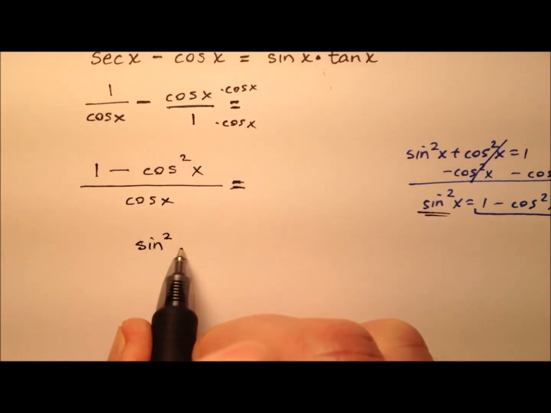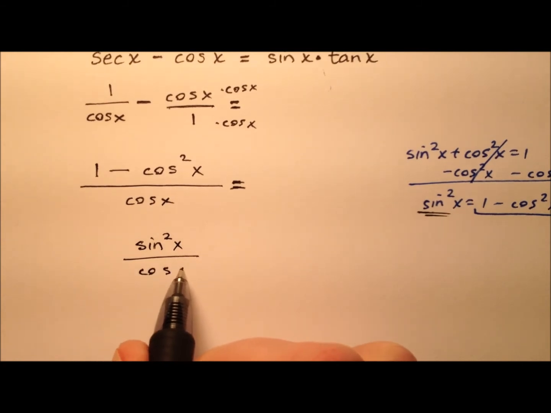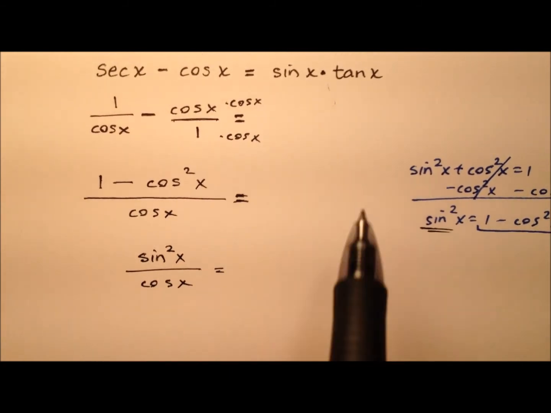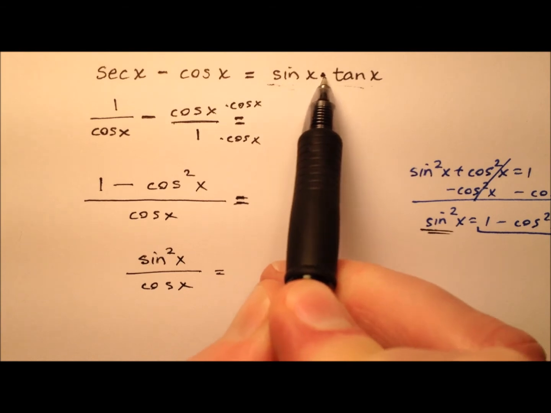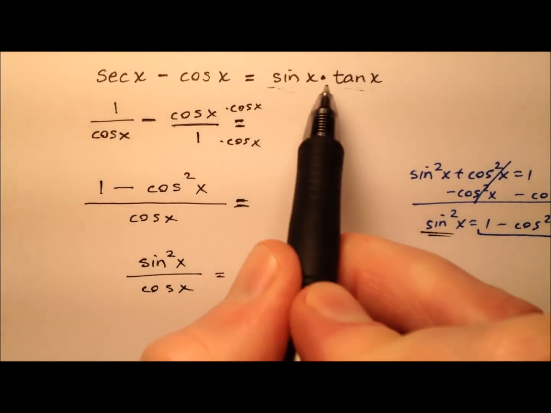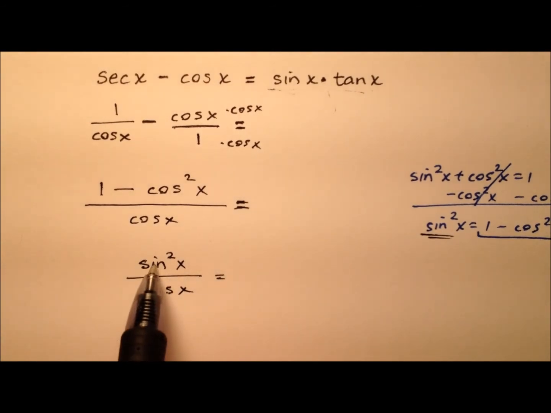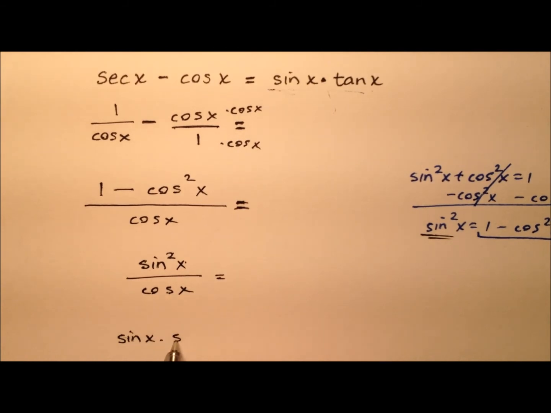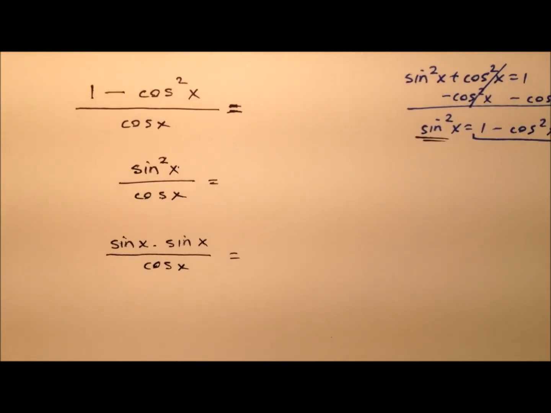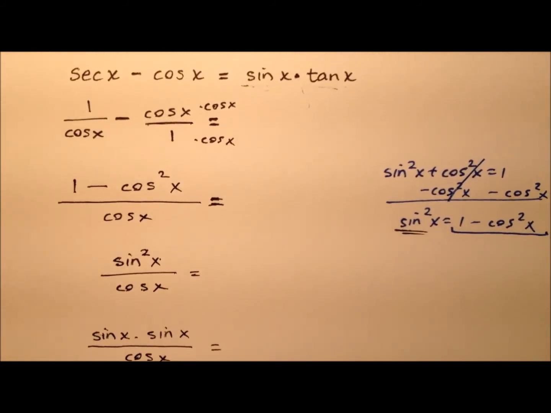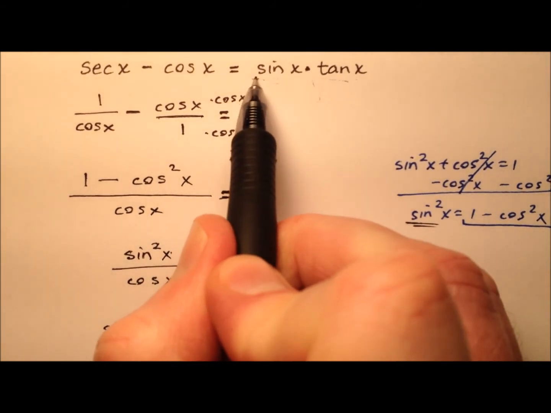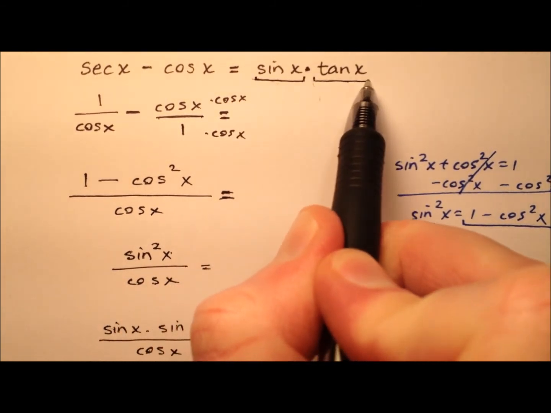So sine squared x over cosine x equals, and again, we're trying to make it look like this sine x times tangent x, so we're making it look like a product, and it looks like we're just about there. Let's take this sine squared x and split it up as a sine x times a sine x, and put that over that common denominator we had before of cosine x. Okay, so we're trying to make it look like sine x times tangent x.